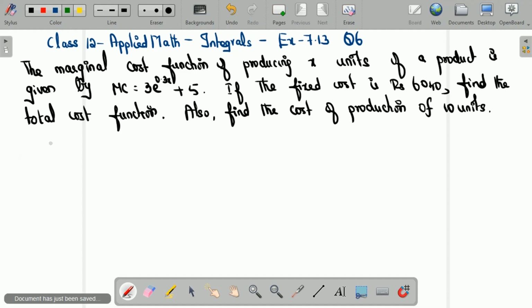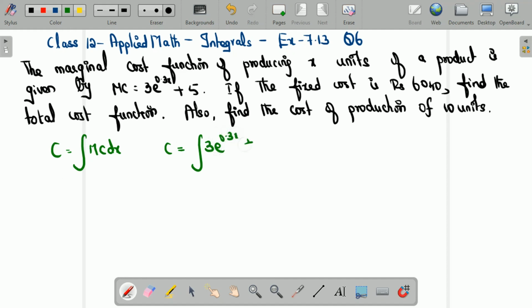So, what is total cost? The total cost is nothing but the integration of marginal cost. So, let's perform this. C is going to be the integral of 3e^(0.3x) + 5 dx. Let's integrate it term-wise. So, C is equal to, taking the 3 outside, 3 times the integral of e^(0.3x) dx plus the integral of 5 dx.